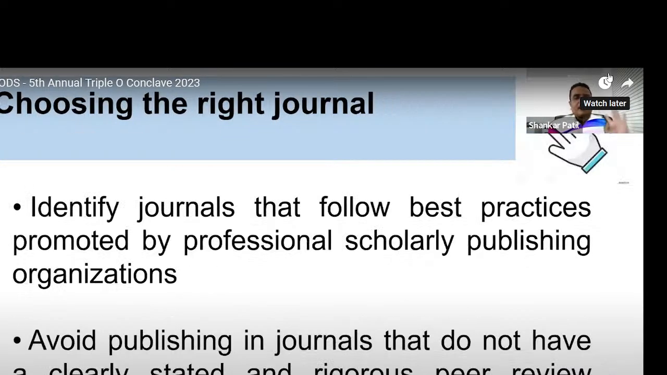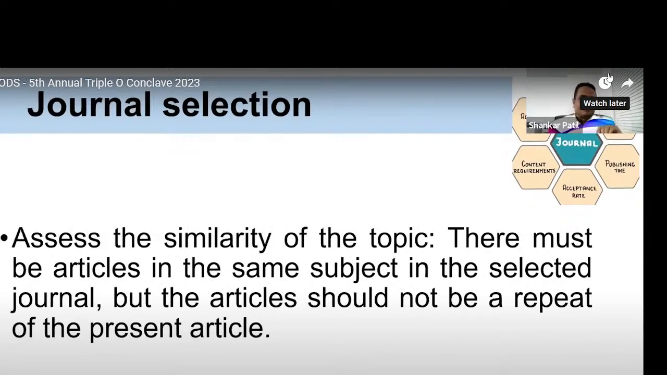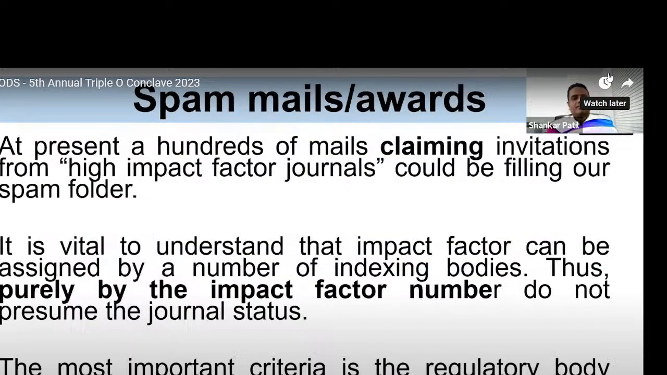Choosing the right journal, that is very, very important. And journal selection, the scope of the journal you need to see, and the aim of your research should match with the scope of the journal. So that is very important. And every publishing house has a journal finder. You put your abstract and keywords there, it will tell you which journal it is, whether it is open access or closed access, and what is the acceptance rate, everything you will get.